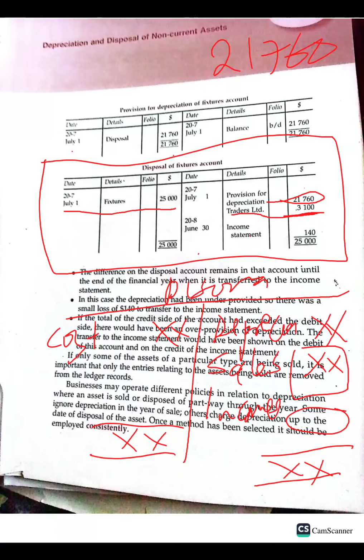Why? Because when you add up total depreciation, this 21,000 plus 3,100, what do you get? Anyone to quickly do the addition? Remember the cost was 25,000. What is the total? 21,760 plus the 3,104. What do you get?